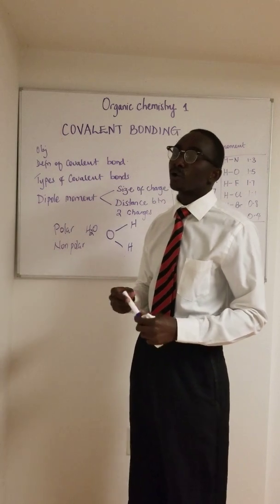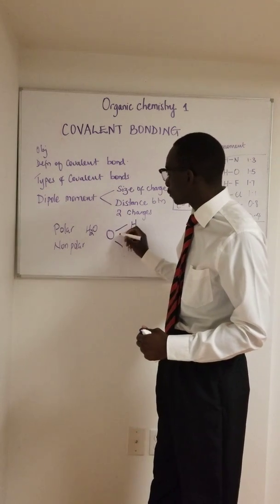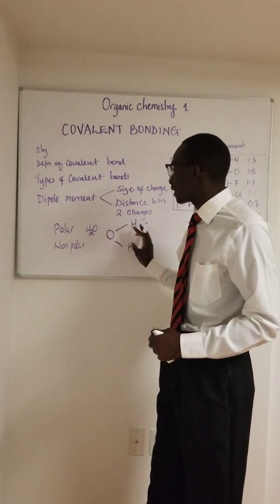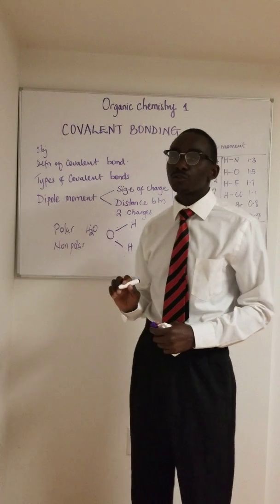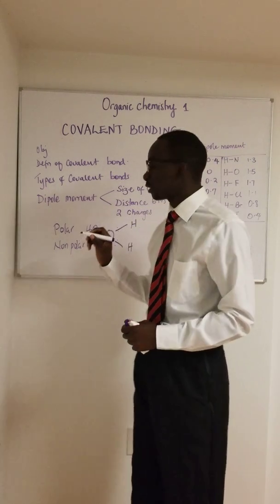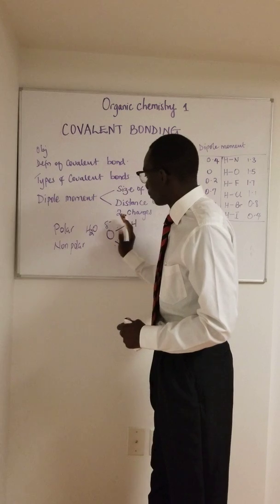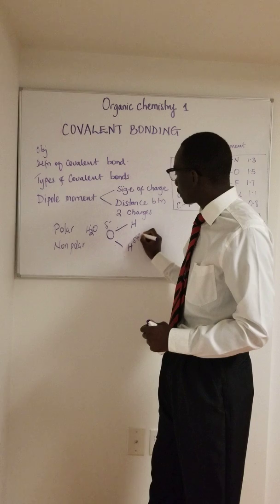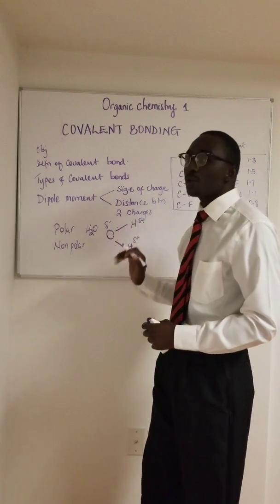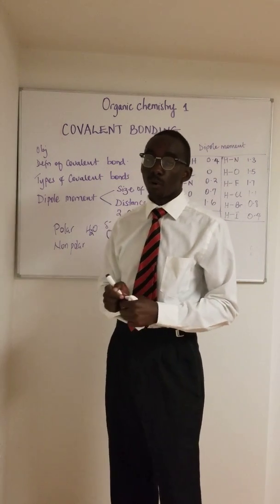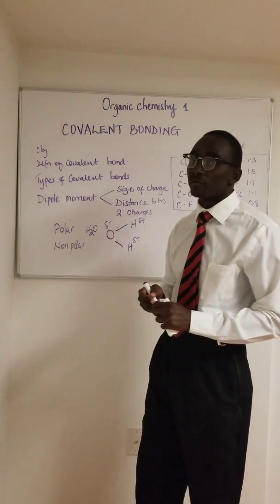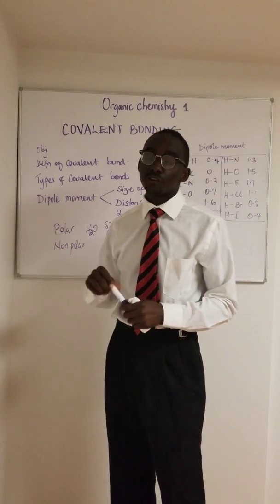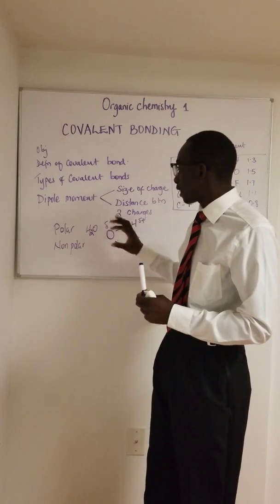So oxygen will pull the bonding electrons towards itself. These electrons are more on the oxygen side than the hydrogen side. This creates a partial negative on the oxygen, since most of the electrons are towards the oxygen, and a partial positive on the hydrogen. Now this makes the molecule of water polar. This is what we call a polar covalent bond, when we have both a partial negative and a partial positive charge on an element or on a molecule.